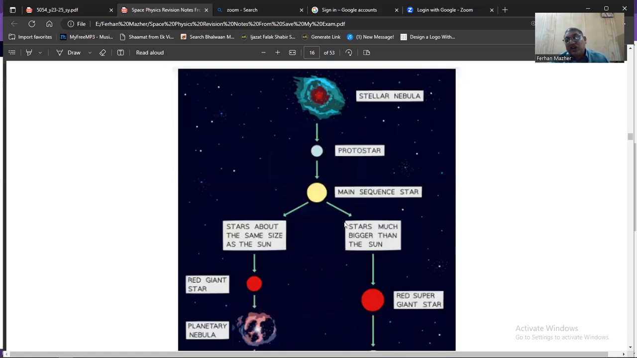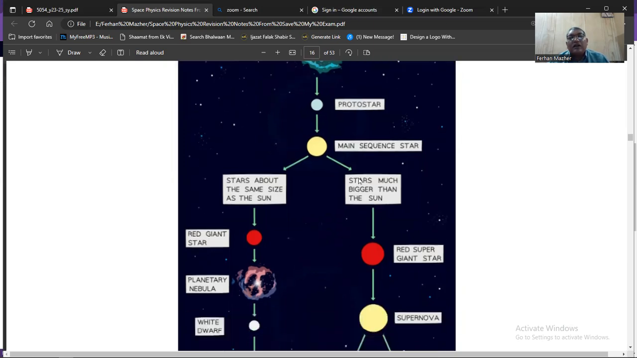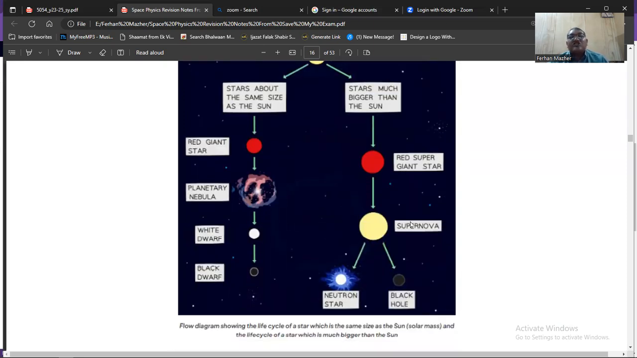So the stars which are big in mass will go from main sequence to stars much bigger than the sun. We call it a red supergiant star. And then supernova. After the supernova, they might make a neutron star, or they might make a black hole.